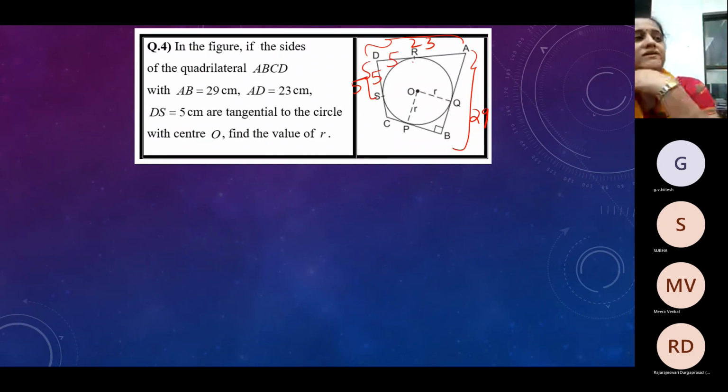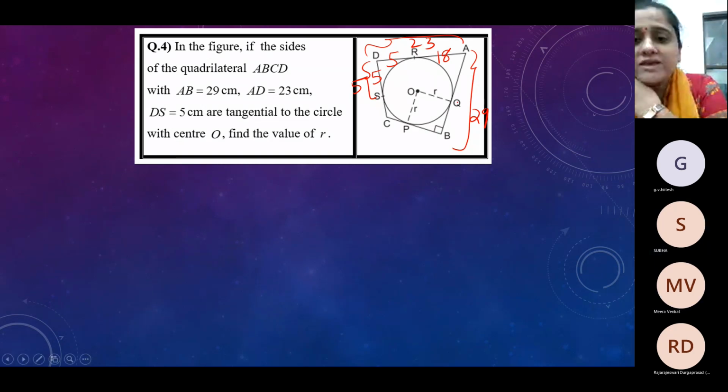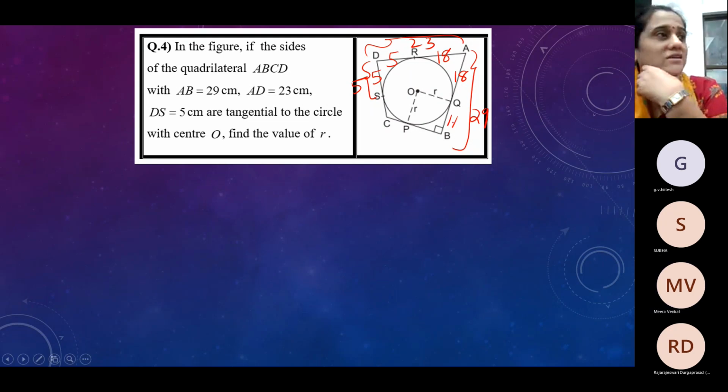Now what is AD? 23. How much is DR? 5. Then how much is AR? 18. AR is 18. Now, if AR is 18, how much is AQ? 18, because tangents from the external point A to the circle are equal. AQ is also 18. And how much is AB? 29. So how much is BQ? 11. Then what is the radius? 11.